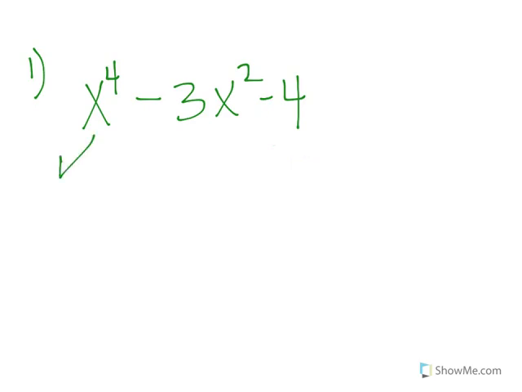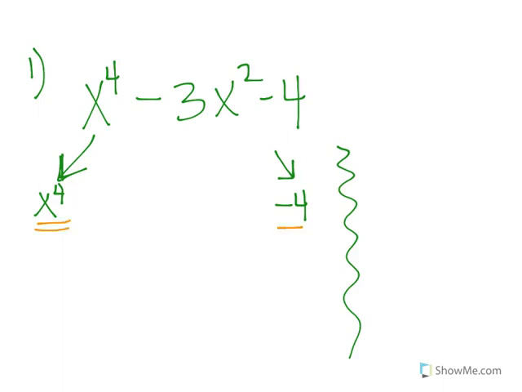So with the squiggle method, when we factor trinomials, 3 terms, we bring down the first term, we bring down the last term, and then I do a little squiggle on the side. And what we're going to do is multiply those 2 terms that we just brought down. X to the 4th times negative 4 is negative 4x to the 4th.